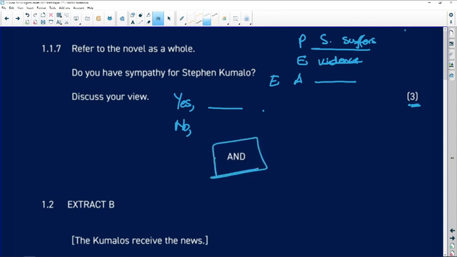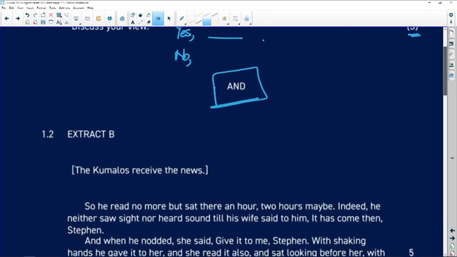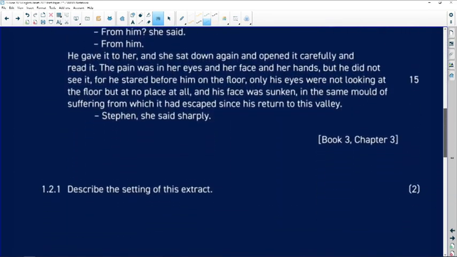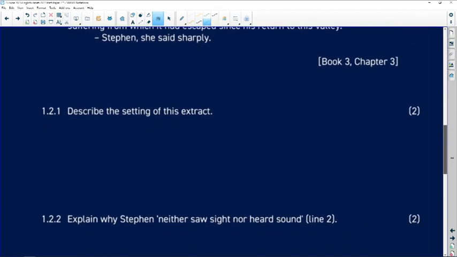There are students who do not seem to realize that there are 2 extracts, A and B, or C and D, or E and F. You've got to do both. Students do just one section of the question. No, no, no, no, no. Here they receive the news. It tells you which book and chapter.